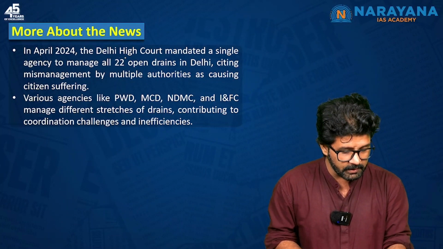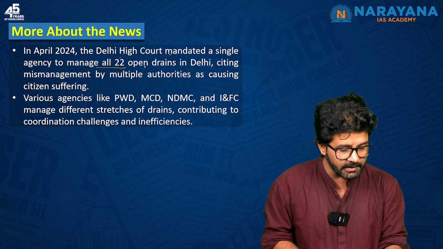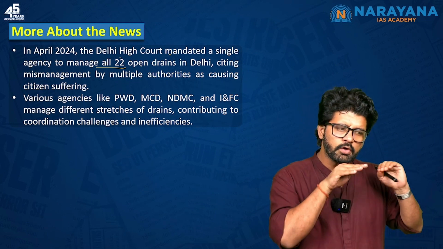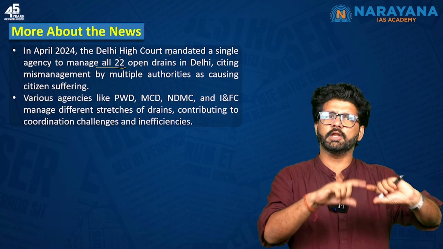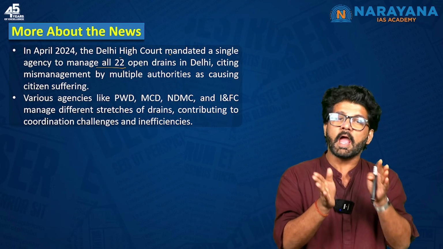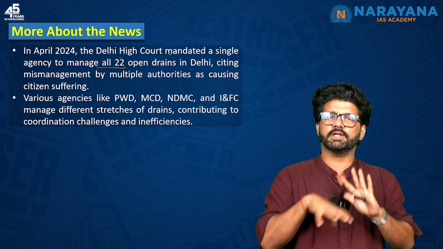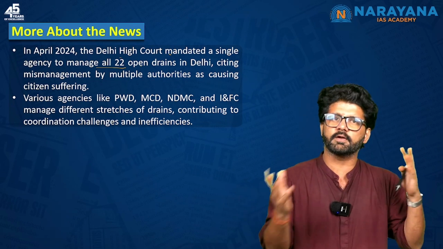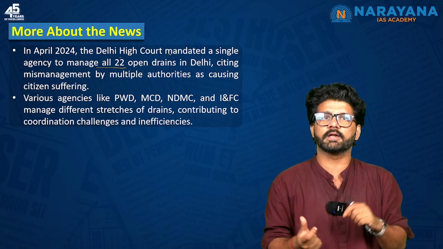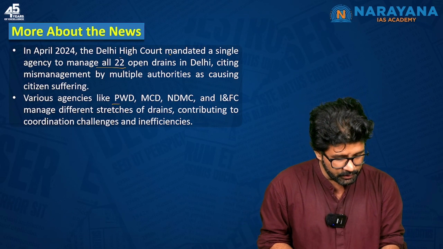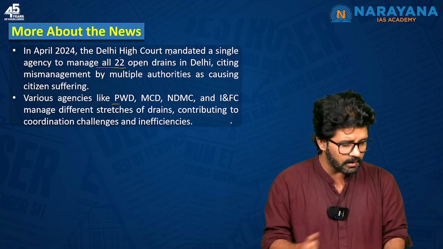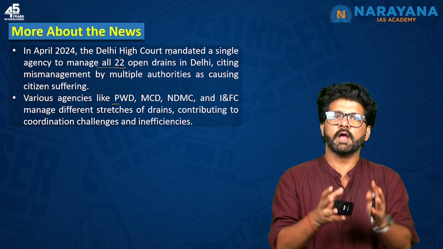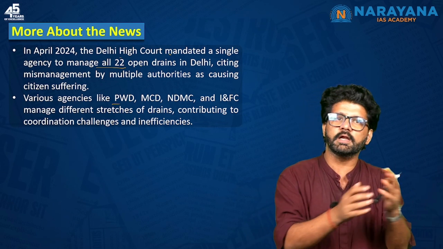In April 2024, the Delhi High Court mandated a single agency to manage all 22 open drains. The drainage system is an issue in Delhi, right? And here we are not going deep into details. What I'm trying to tell you via this article is how lack of coordination and haphazard urbanization contribute to this. Even in Hyderabad, in the high-tech city, if rain happens, you will see clogging and drainage system issues, and we need to address this, right? Various agencies like PWD, MCD, DND, MCI and FC are all managing different drains, and that's why there is a challenge. There is a coordination challenge, and they are not properly coordinating among themselves.